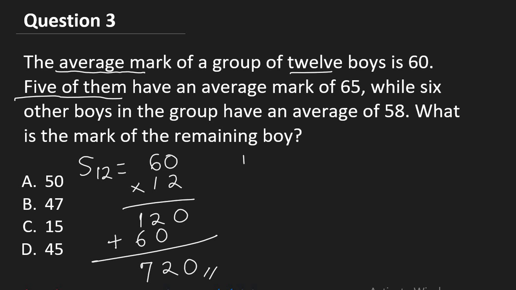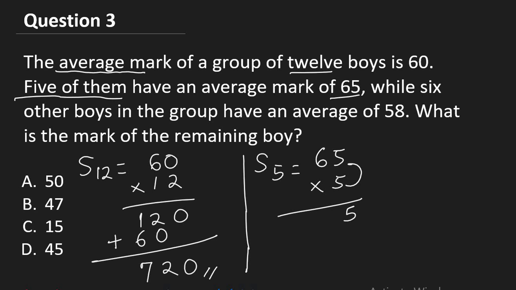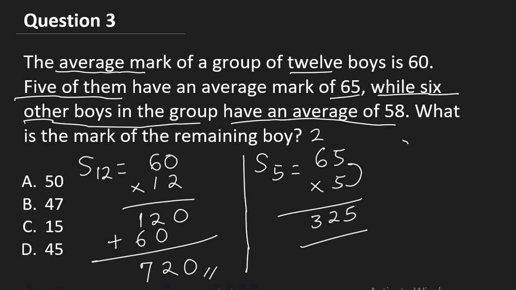Now, 5 of these boys have an average mark of 65. Since the average mark of these 5 boys was given, like I said earlier, you find the sum. Since there are 5, the sum of 5, their average is 65, will be 65 times 5 to get the total. So 5 times 5 is 25. You put 5 and move 2 here. 5 times 6 is 30 plus 2, 32. We have 325. Why 6, according to the question, 6 other boys in the group have an average of 58.